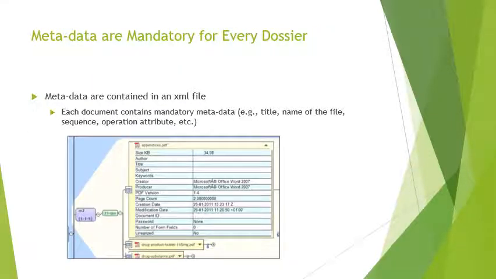Now after that comes the metadata, which is basically mandatory for all the submissions. It's presented in an XML file. This metadata will include title, name of the file, sequence, and operation attributes. Information related to all these attributes is presented in metadata.